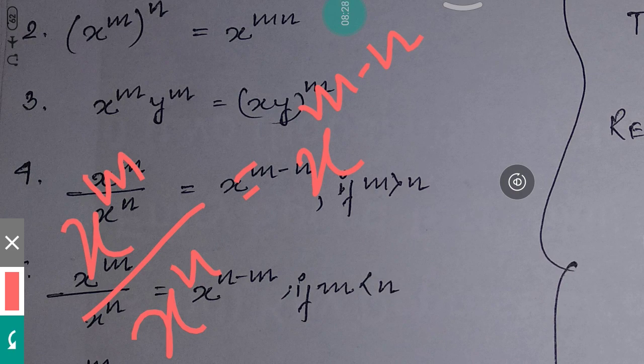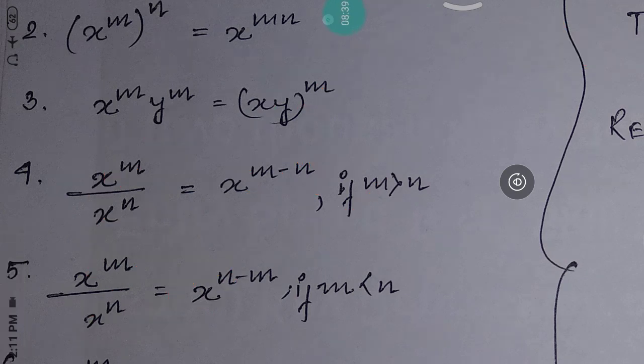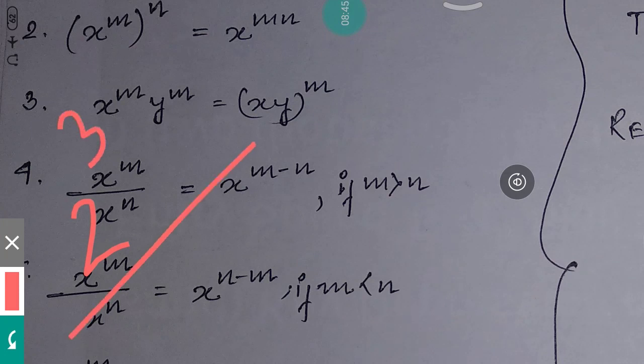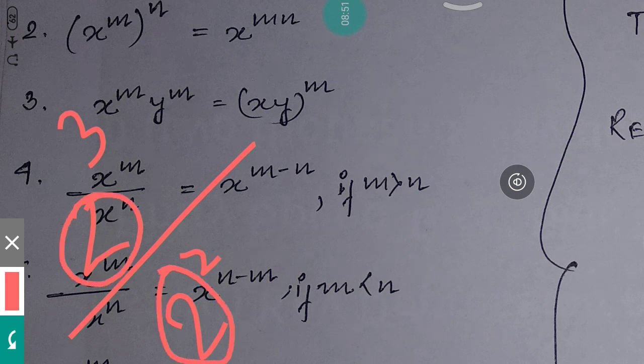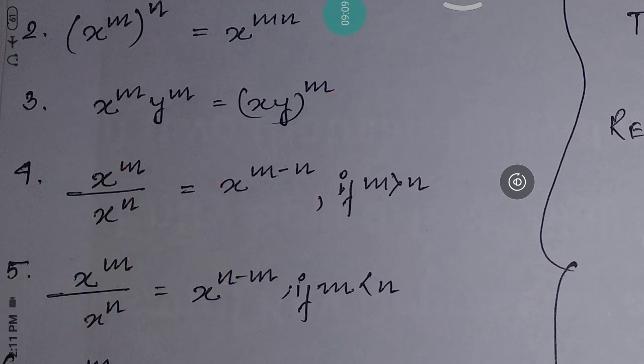Understood? This is possible only if m is greater than n. If m is greater than this one, then we can apply this formula. I'm explaining with one example. Suppose 2 cube is given and 2 square is given. Here both the bases are the same, the two powers are different. See, this 3 is greater than 2. This numerator power is greater than the denominator power. So I can write it as 3 minus 2. That means 2 power 1, that means 2 only.